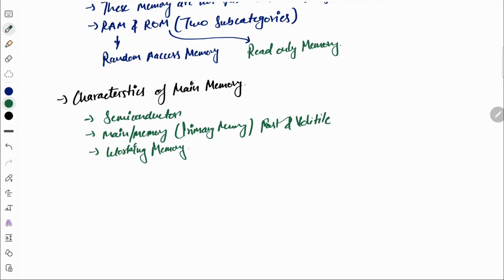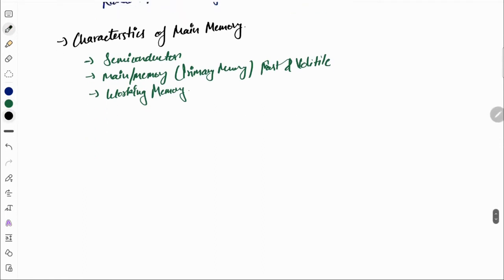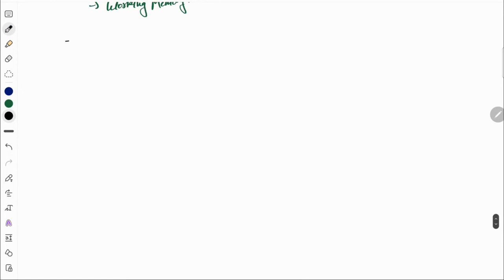Let's talk about secondary memory. Secondary memory is also known as external memory. It is slower than main memory.